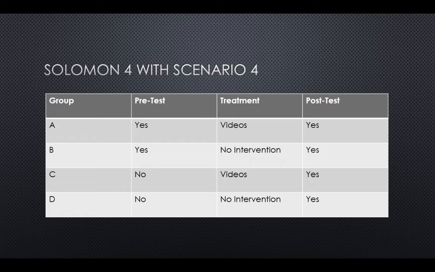So if you look at this chart, you can see how those four groups in the Solomon 4 design would be set up. Now keep in mind that if we want to be ethical researchers, when this study is finished, we need to offer that treatment to the participants who didn't receive it. So we would make those videos available to the students who didn't get to watch them in the first place.